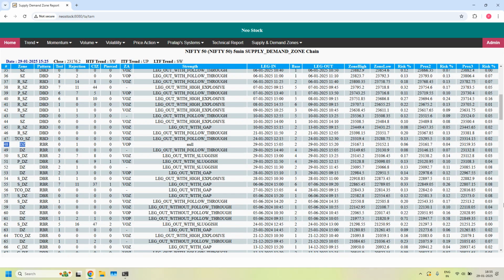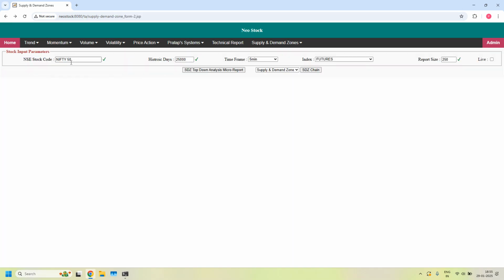Next, we will generate the Bank Nifty supply demand zone chain. That is nothing but Nifty Bank. Remember, this entire data is equity data. I never use futures data for generating the reports because futures data is not accurate for technical analysis, because of the premium values they add into the market prices. Okay, monthly supply demand zone chain for Bank Nifty.